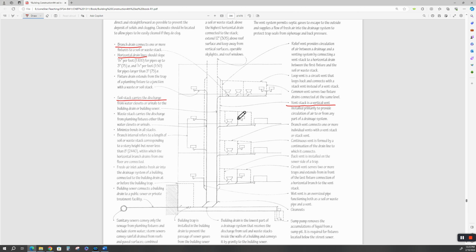With the vent that goes up to the roof, it allows us to have a free gravity flow. All right. Minimum bends in all your stacks. Again, this goes back to the MEP people, and he throws a term in here called branch interval. It refers to a length of soil or waste stack corresponding to a story height, but never less than 8 feet, within which the horizontal branch drains from one floor are connected.